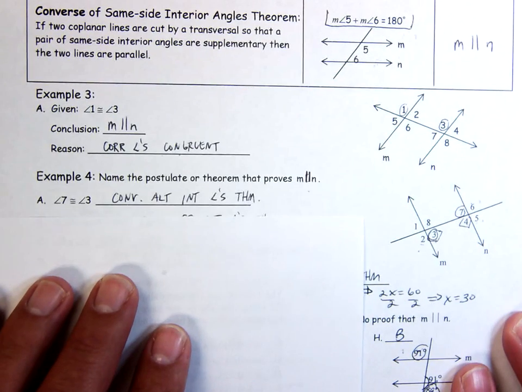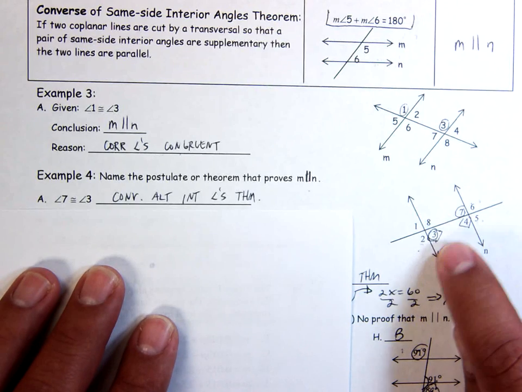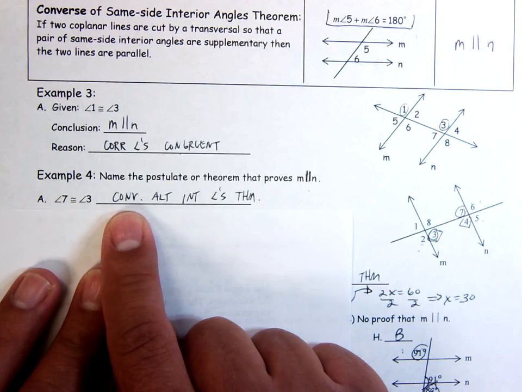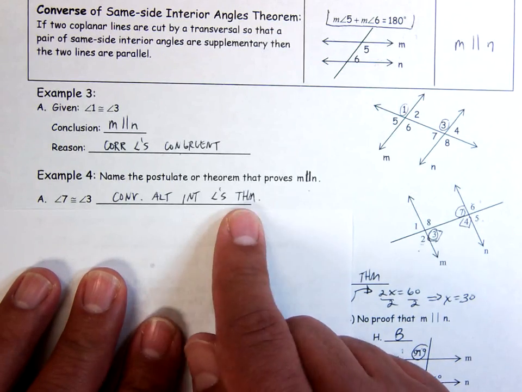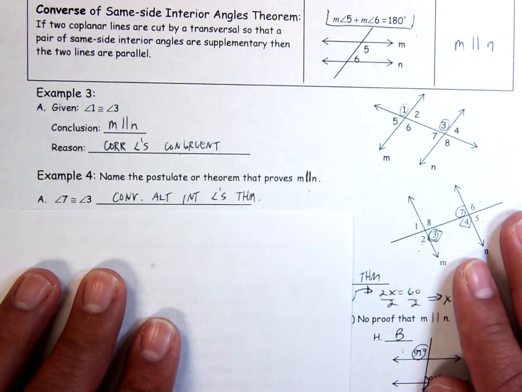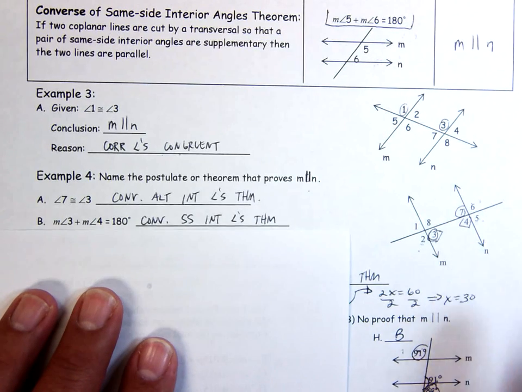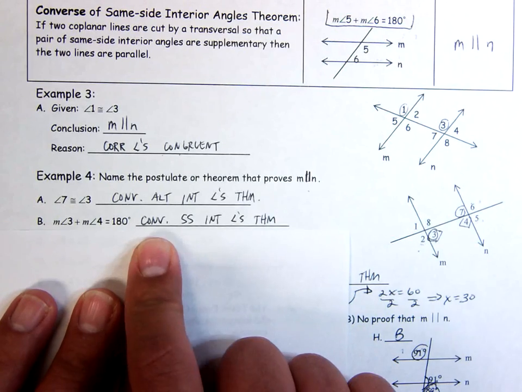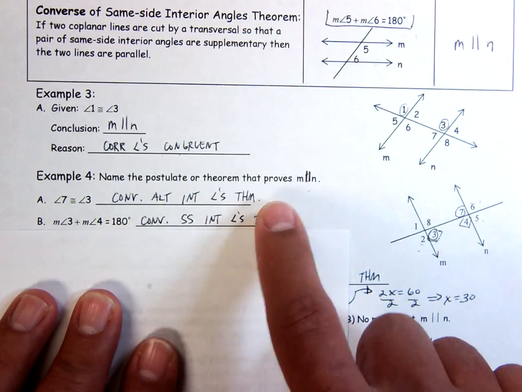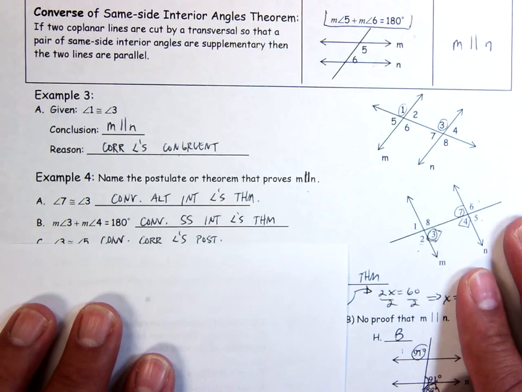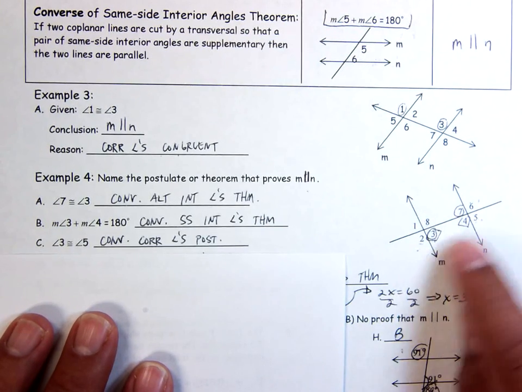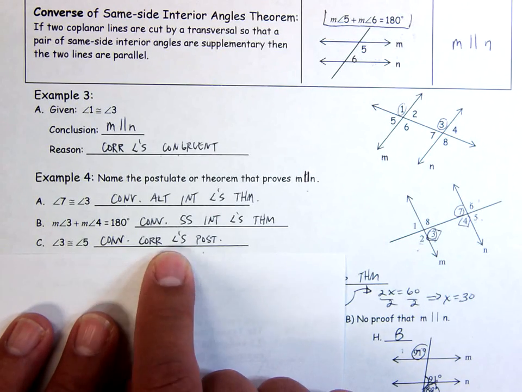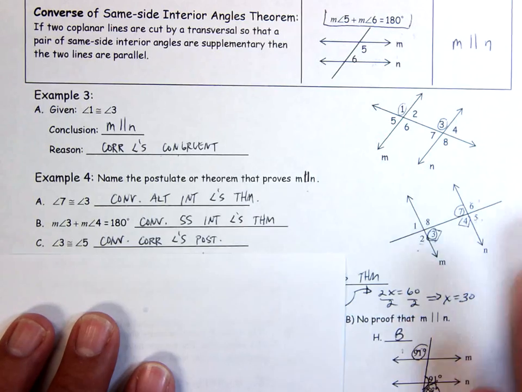First one I'm going to do is angle 7 and angle 3. Angle 7 and angle 3 are alternate interior angles. If those are congruent, then by the converse of the alternate interior angles theorem, I can conclude M is parallel to N. If the measure of angle 3 plus the measure of angle 4 is 180 degrees, then by the converse of the same side interior angles theorem, I can conclude M is parallel to N. If angle 3 is congruent to angle 5, those are corresponding angles. By the converse of the corresponding angles postulate, I can conclude M is parallel to N.